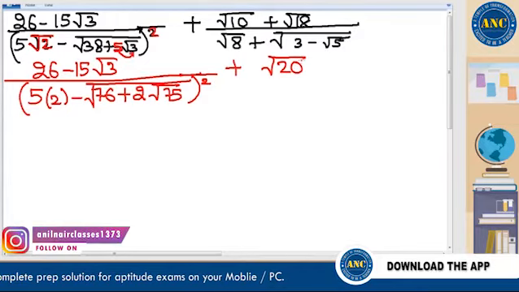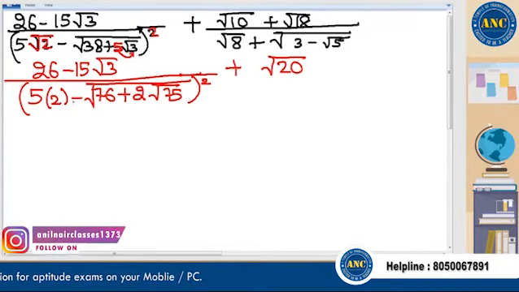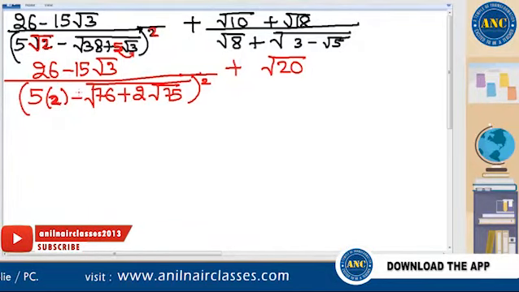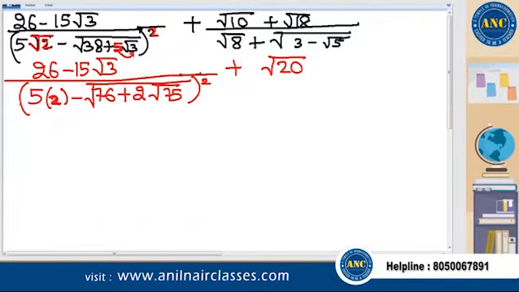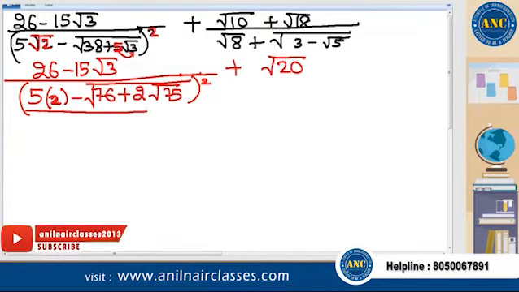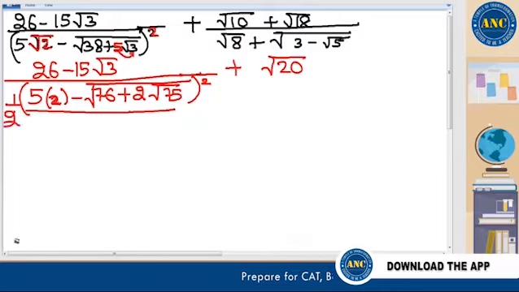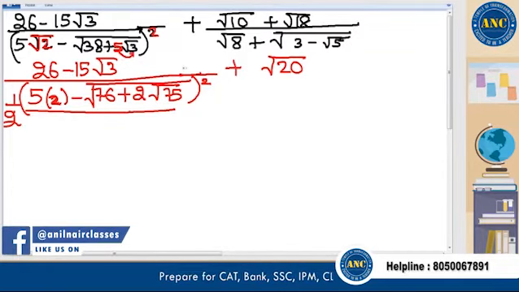It is root 20. And again, if you think here, I multiplied the denominator only by root 2, so again I should also divide it by root 2. Root 2 whole square is nothing but 2. That 1 by 2 should be taken outside.